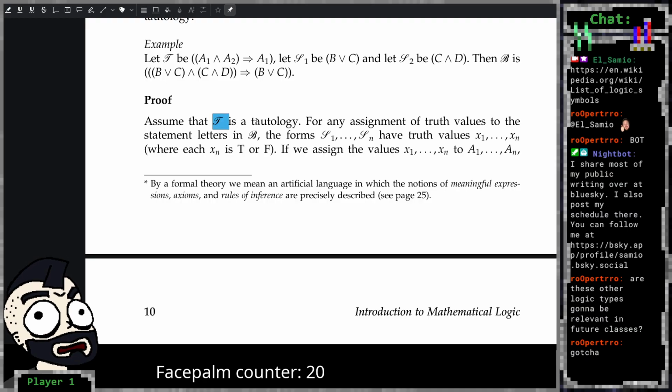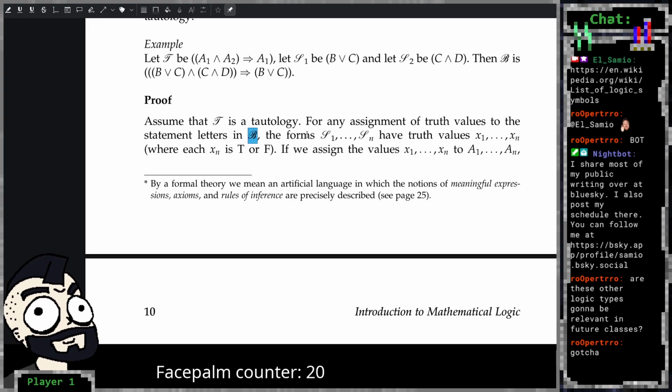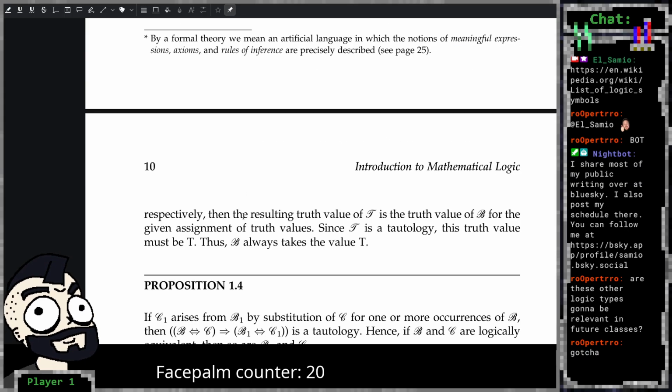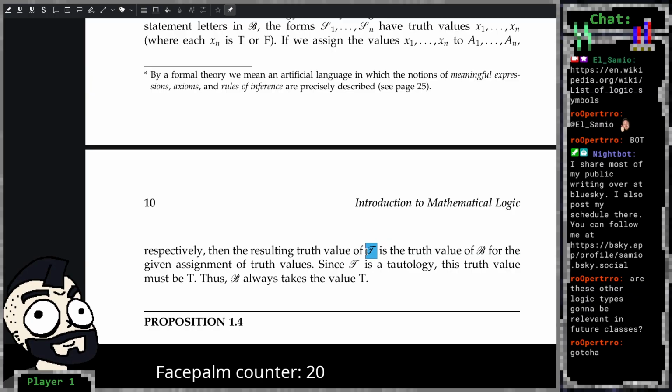Assume that tau is a tautology. Tau is a formula that has many terms and is a tautology. For any assignment of truth values to the statement letters in beta, the forms L1 to Ln have truth values x1 to xn, where each xn is true or false. If we assign the values x1 and so on to A1, which is the substitution, respectively, then the resulting truth value of tau is the truth value of beta for the given assignment of the truth values. Since tau is a tautology, this truth value is always true. Therefore, beta, which is the substituted form, always takes the value of T.